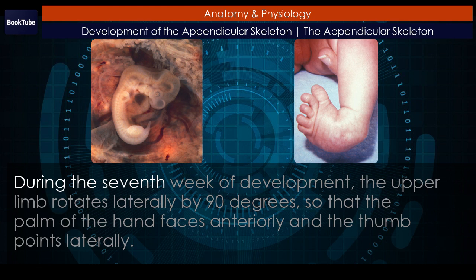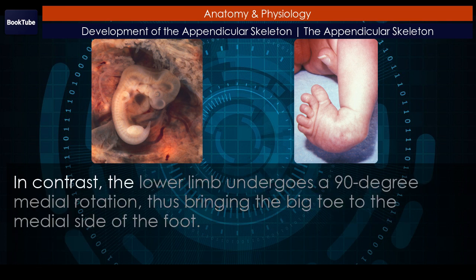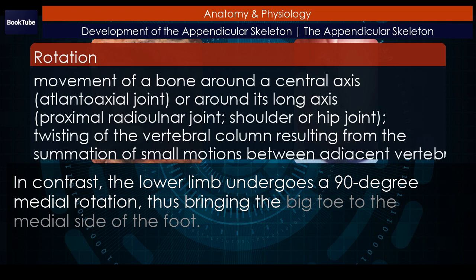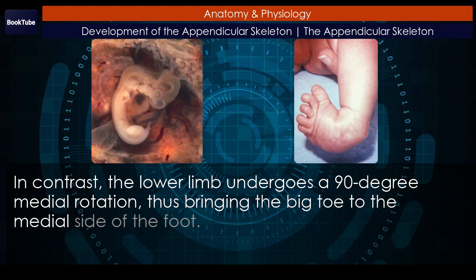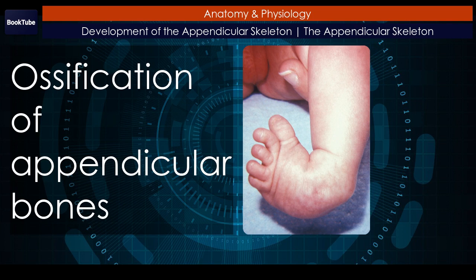During the seventh week of development, the upper limb rotates laterally by 90 degrees, so that the palm of the hand faces anteriorly and the thumb points laterally. In contrast, the lower limb undergoes a 90-degree medial rotation, thus bringing the big toe to the medial side of the foot. Ossification of appendicular bones.